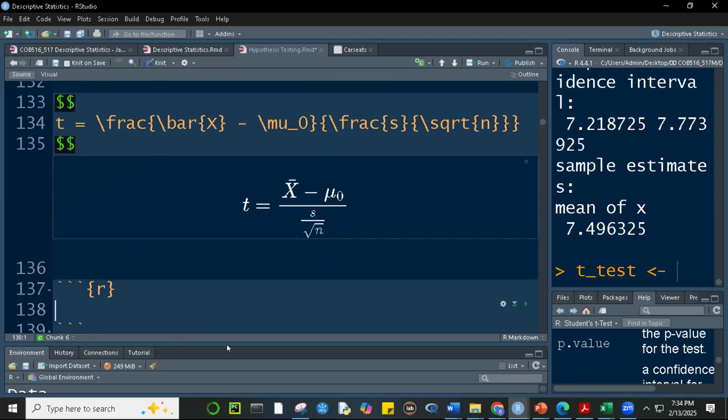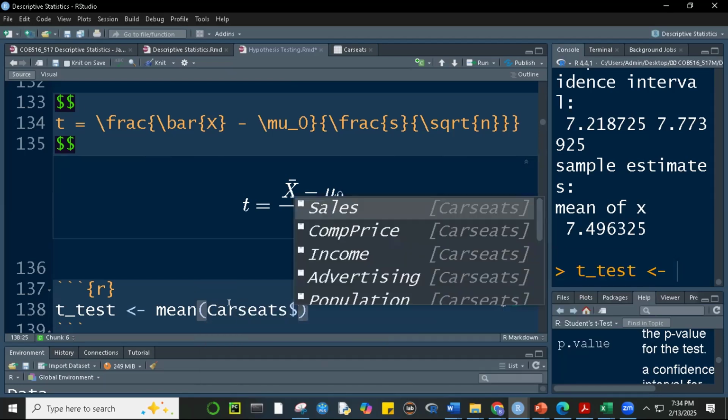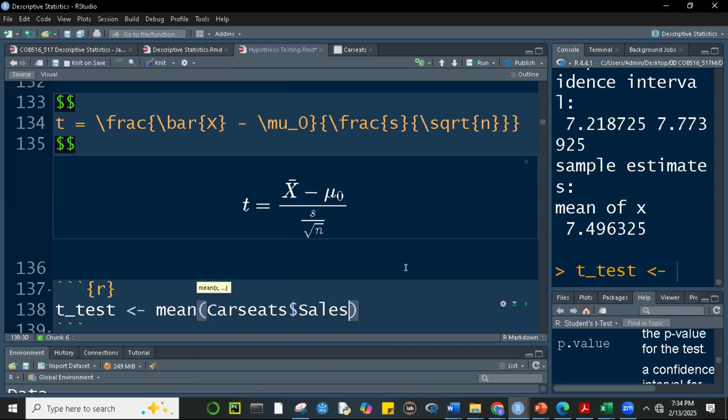Okay, so let's create this object, let's just call it T test. Alt minus. Okay, so what's this class? There's a practice on how we use formulas in R. This is your average, class. X bar is your average sales, right? So we can make use of the mean. Mean of, again, car seats, and then dollar sales. Okay, so that's the mean of car sales, right?